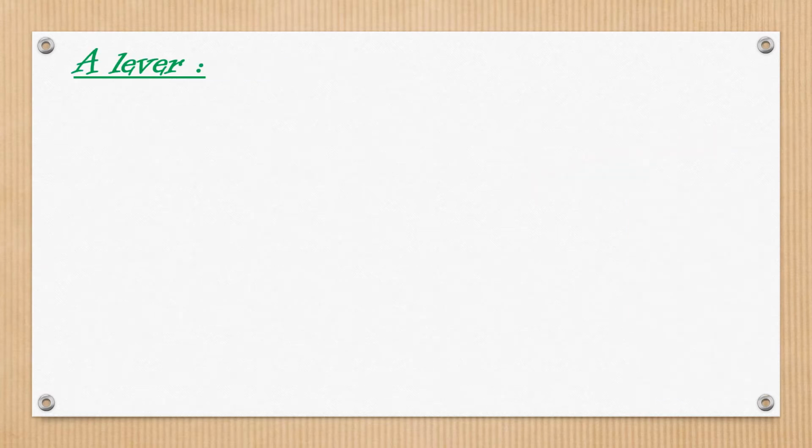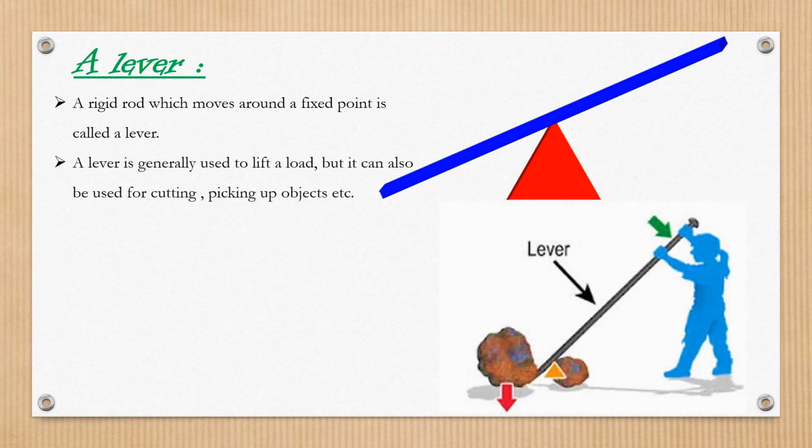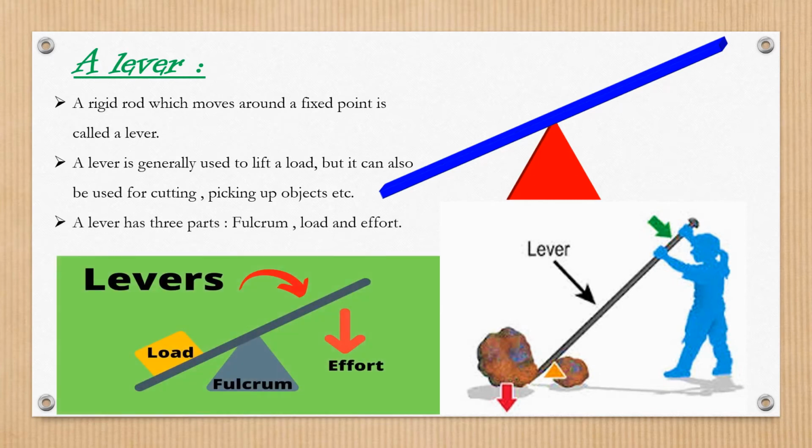Now the next simple machine is a lever. Now what is a lever? A rigid rod which moves around a fixed point is called a lever. A lever is generally used to lift a load, but it can also be used for cutting, picking up objects, etc. A lever has three parts, that is fulcrum, load and effort.